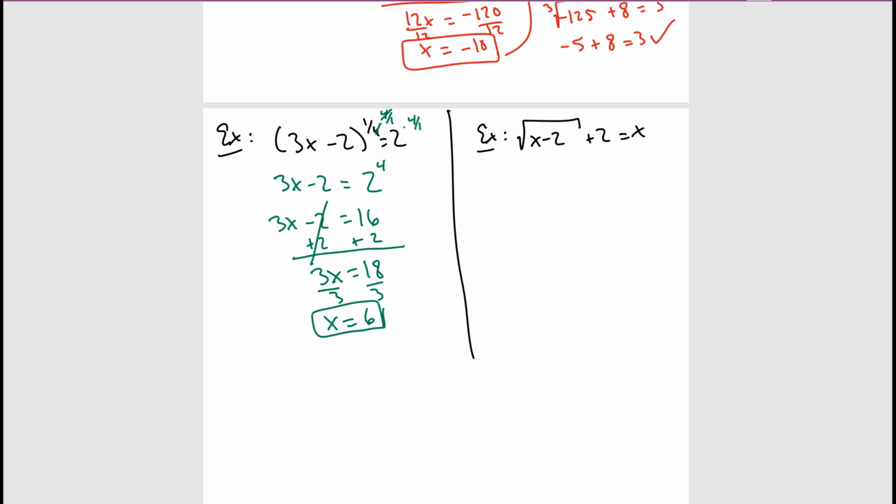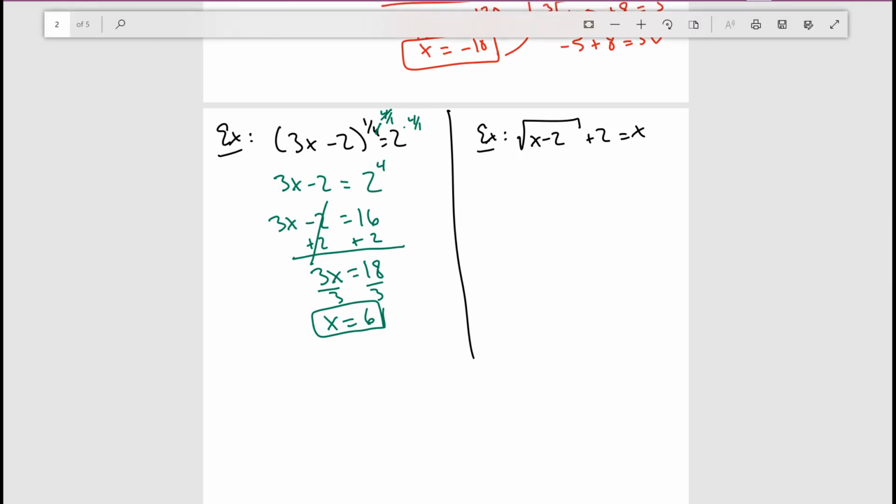The first thing that we want to do is move the 2 so that we can isolate the square root. So I have the square root of x minus 2 is equal to x minus 2. Alright, we came into a little problem. What are we going to do here? Well, let's square both sides.